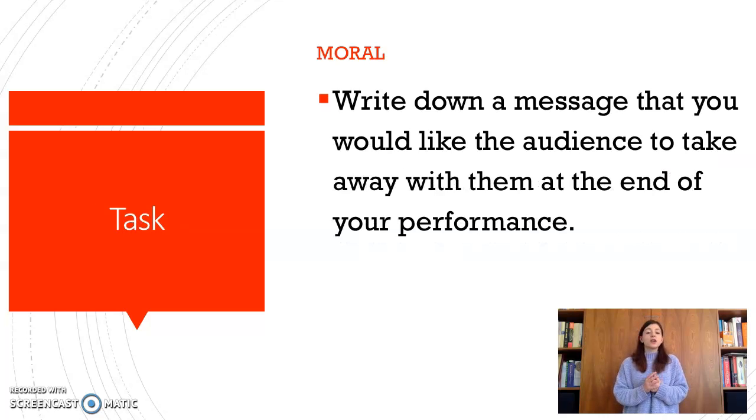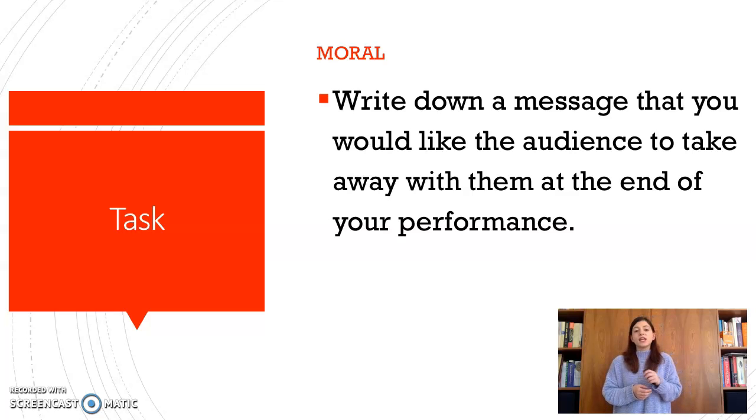So for your task, what I'd like you to do is write down a message that you would like the audience to take away with them at the end of your performance. Now this could be a moral that everyone knows, whatever that may be: kind to one another, don't take things for granted, right? Or it could be a very specific message that you want them to take away. It could be, don't always believe everything you see on the internet, or it could be self-esteem, or it could be about feminism. You could choose what you would like to talk about. And I want you to be really specific about what you want them to take away from your performance.